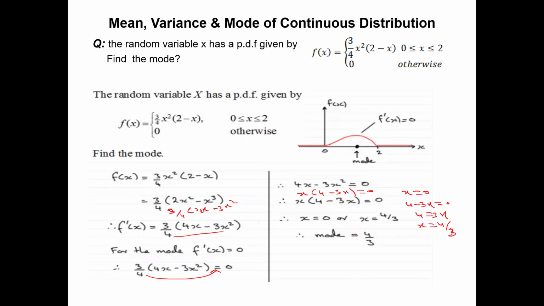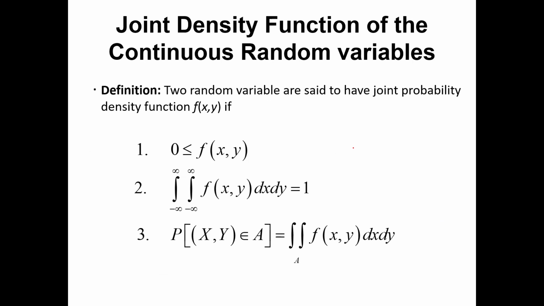So the most frequent observation is at 4 by 3, because at x equals 0 the curve is going down. The interval is from 0 to 2, so between 0 and 2, when you reach 4 by 3, your curve reaches the peak. It will be the topmost level, the most probable value, the most frequent observation will occur at 4 by 3. In this way you will calculate the mode of the distribution.